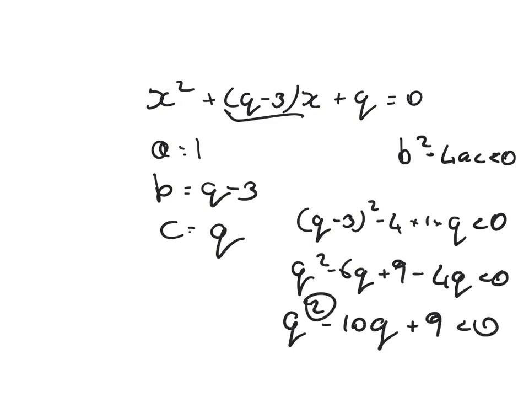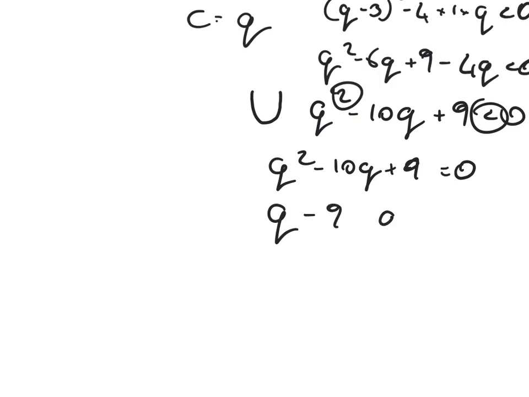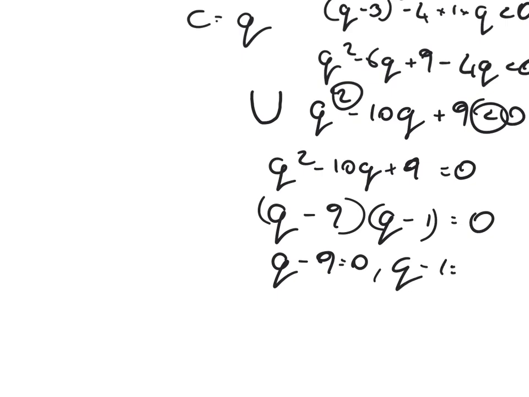This is another example of a quadratic inequality, so we'll need to make a sketch, because that's how we solve them. So it's a positive q squared, therefore it's concave up. We'll then find the roots of the function, so q squared minus 10q plus 9 is equal to 0. Two numbers that multiply to give 9 and add together to give minus 10 are minus 9 and minus 1. Minus 9 times minus 1 is plus 9, minus 9 minus 1 is minus 10. So q minus 9 is equal to 0, q minus 1 is equal to 0, and that will be q is equal to 9 or q is equal to 1.